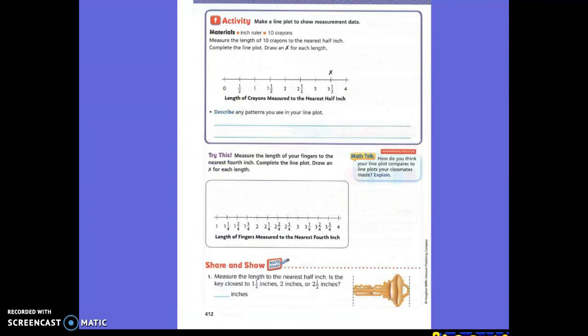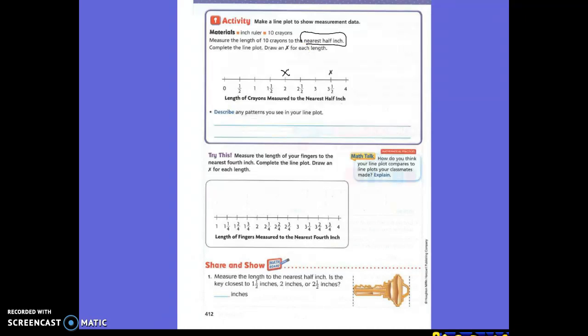Yesterday, I had you get out 10 crowns. And we were going to measure each of those crowns to complete the line plot, and we're going to describe any patterns that we see. So we measured the crowns to the nearest 1/2 inch, and we had one person have 2 inches and one have 3.5, so we're going to just use their X for 3.5.